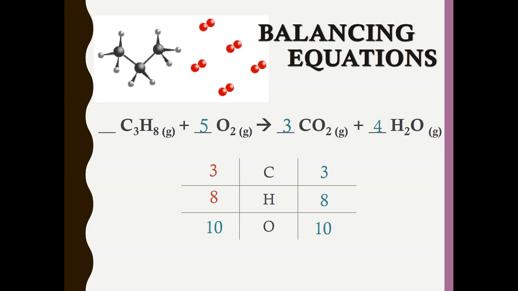So previously you had 8 hydrogens on the left side. Now if you write down a 4 in front of water, 4 times 2 from H2O, you get 8 hydrogens on the product side. In that way, oxygen changes again. Now you have 10 oxygens because you have 3 times carbon dioxide.